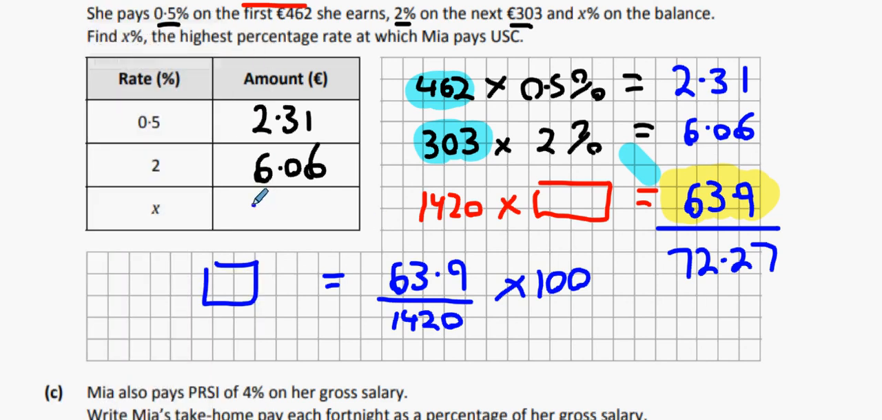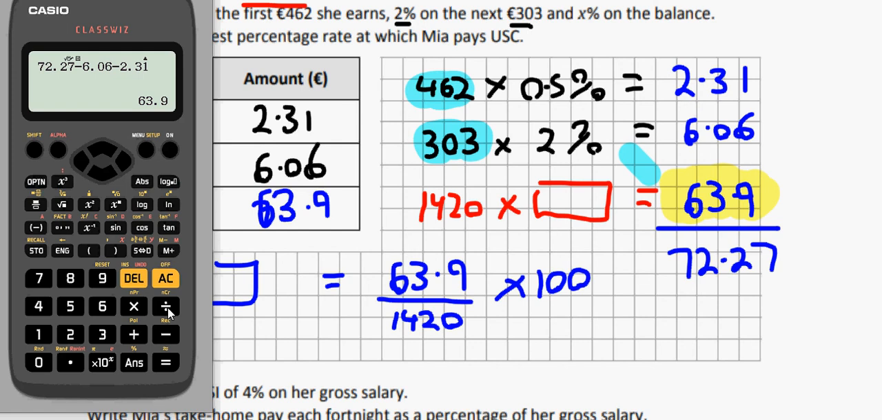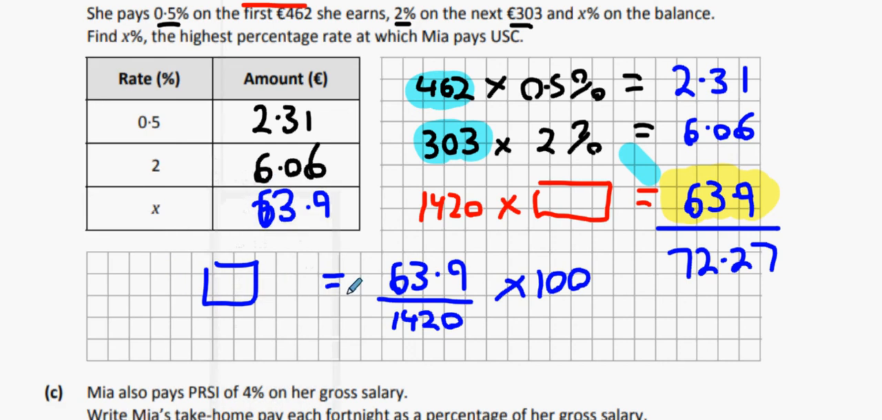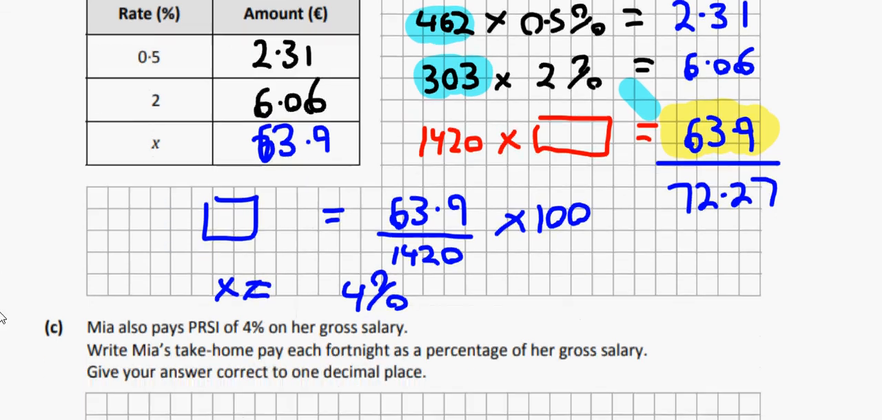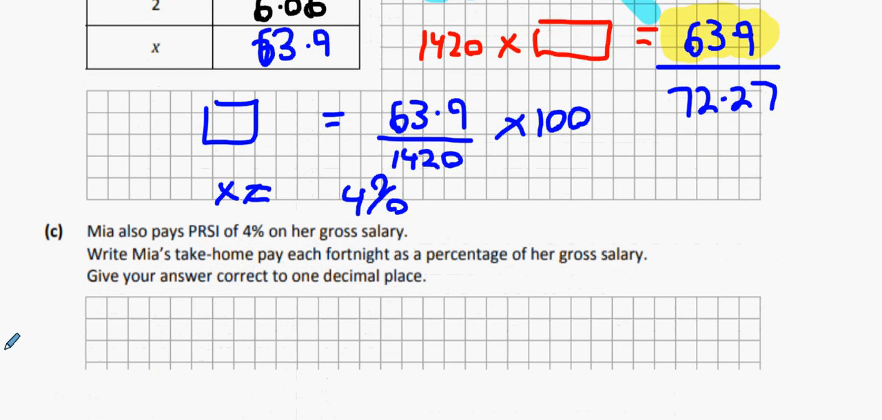Now we actually know the amount is €63.90, but we're about to find out what percentage it is. So what did you get, Matthew? Yeah, probably 4.5. Yeah, it is 4.5, which is actually correct. 4.5%. Very difficult question. X equals 4.5%. Cool. Oh, lovely.